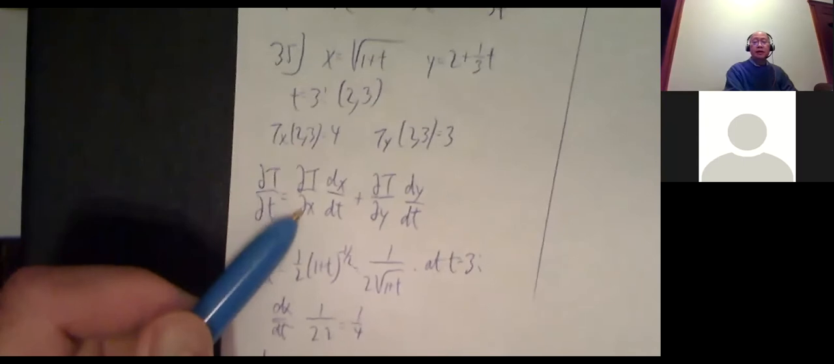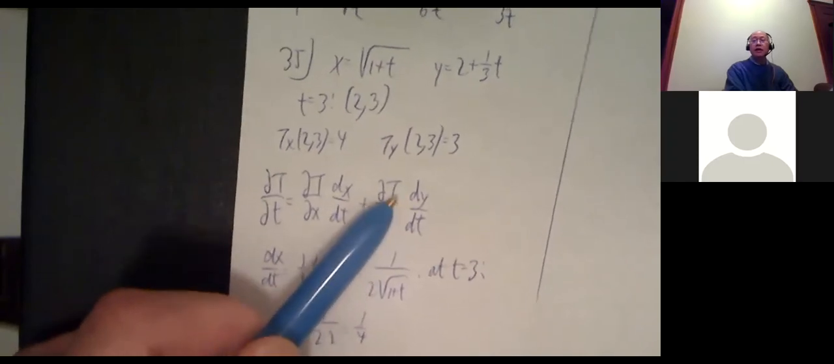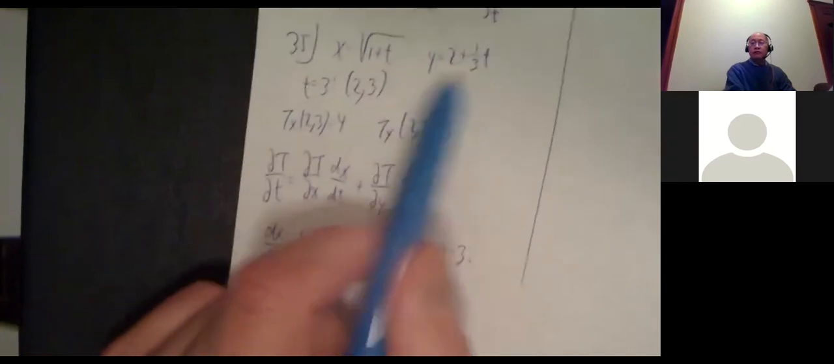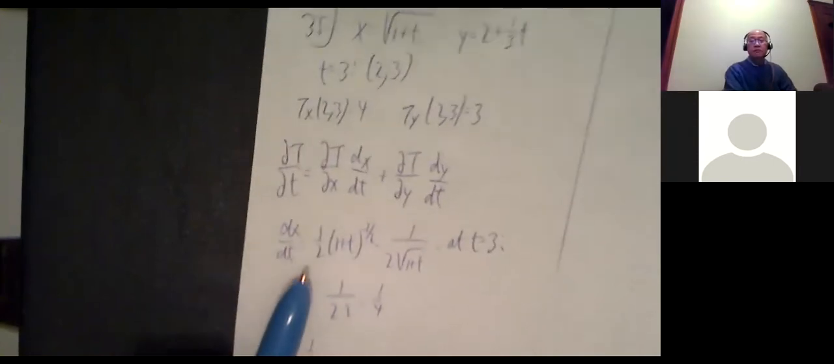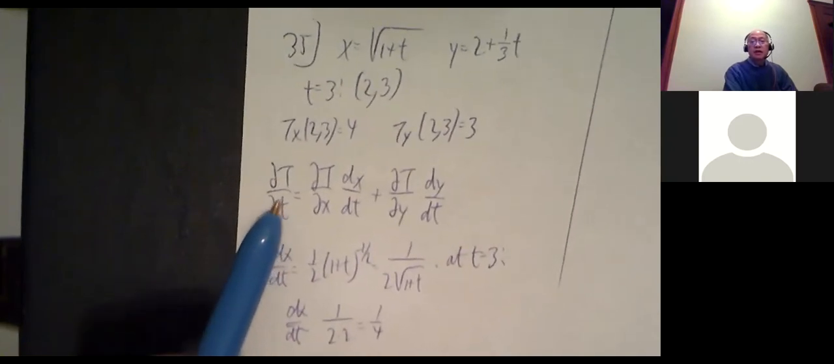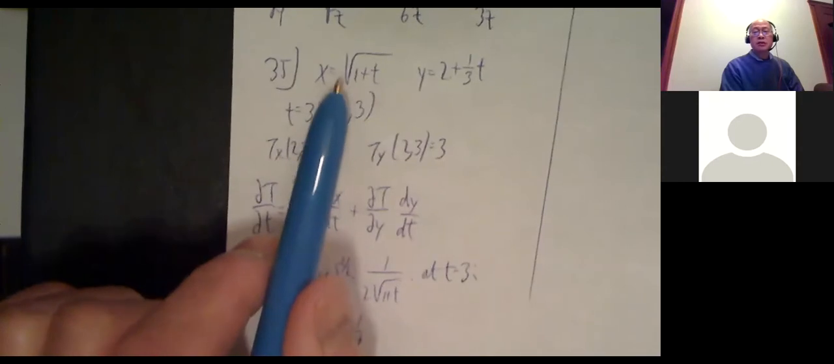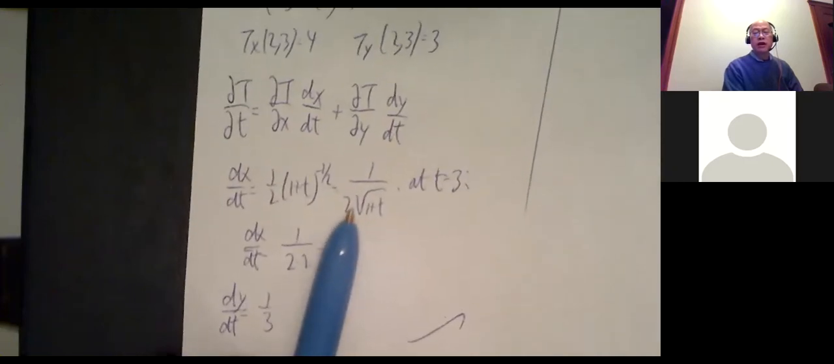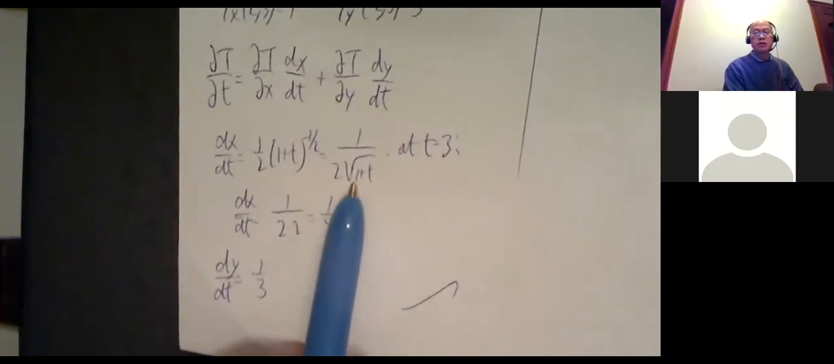So by formula, partial of T with respect to x times dx dt, plus partial of T with respect to y, dy dt. Again, the regular d's if it's a function of one variable, and the curly partial symbol if you have more than one variable. Okay, so partial of T with respect to x times dx dt. So dx dt, where'd it go? So pretend that's 1 plus t to the half. So 1/2, 1 plus t to the negative half, or 1/2 radical 1 plus t. Then I plug in t equals 3. So it's 1/2 times square root of 4 is 2, 1/4.